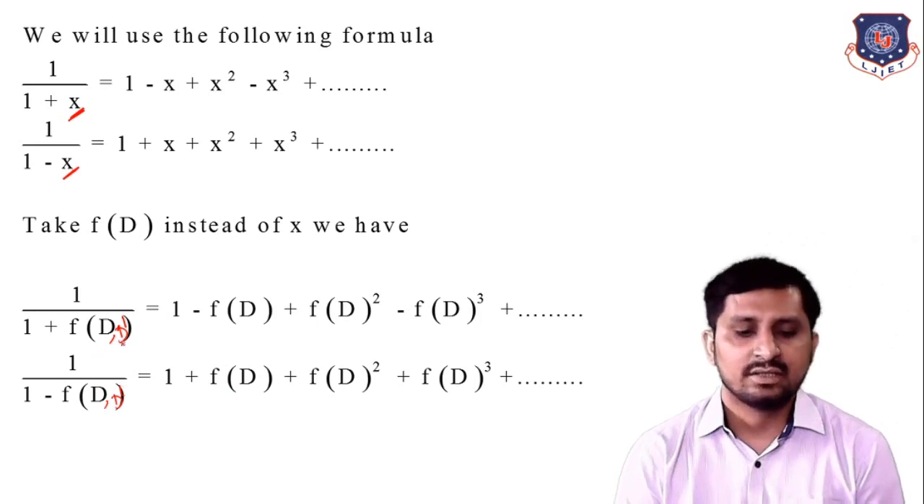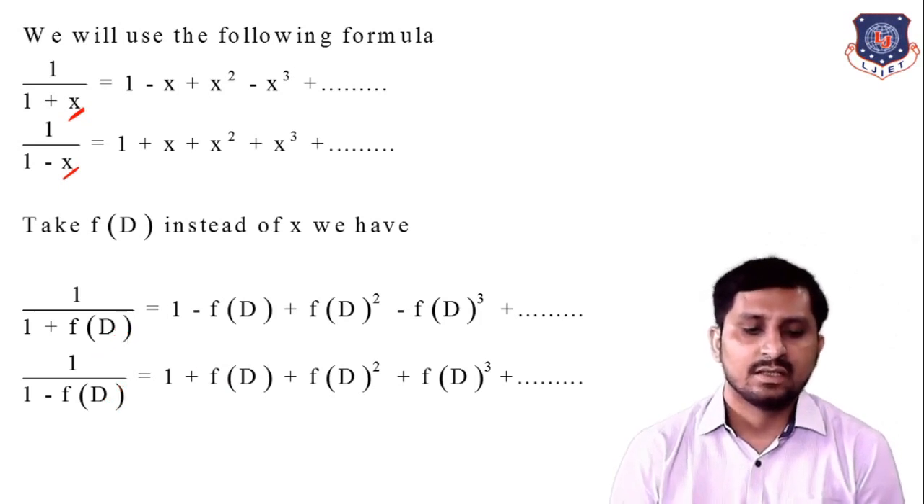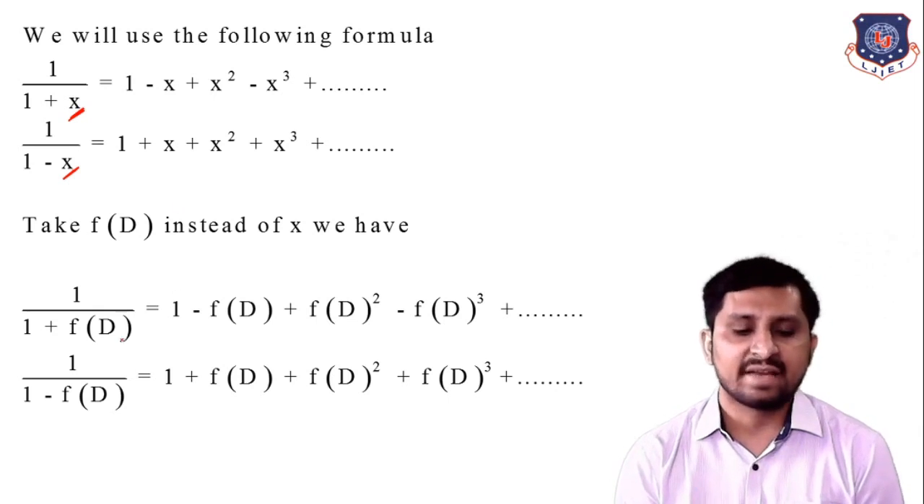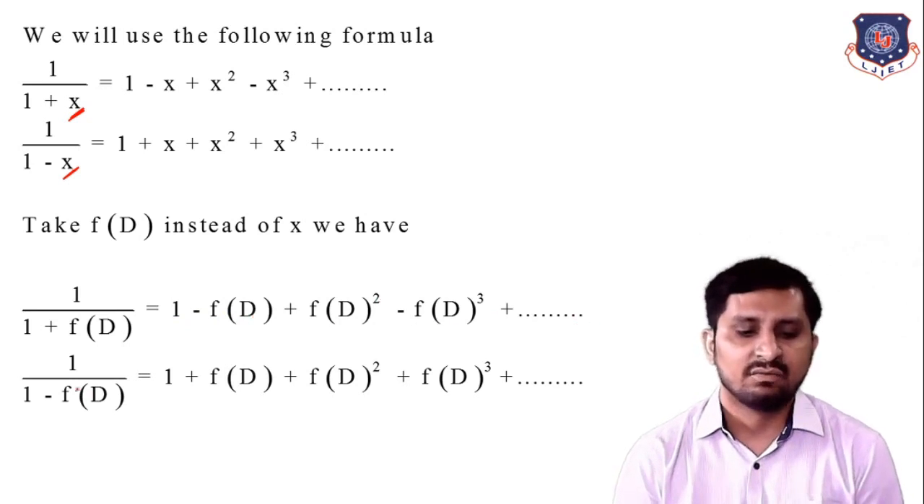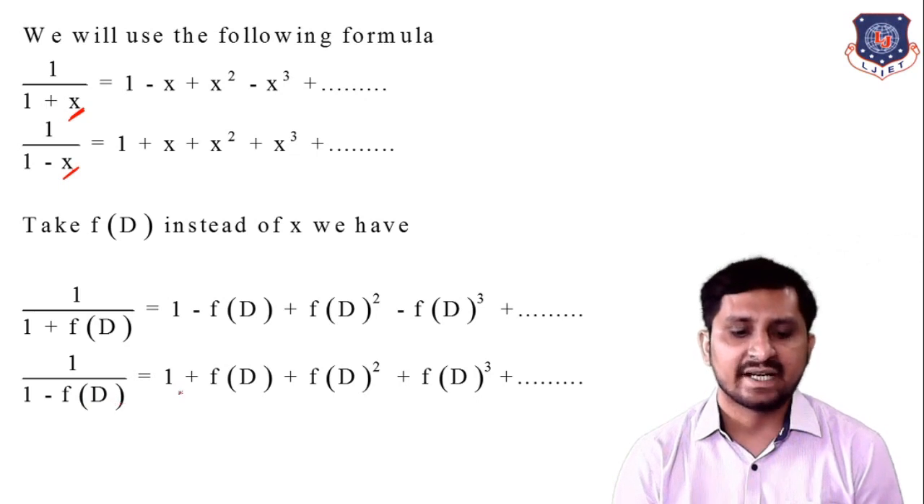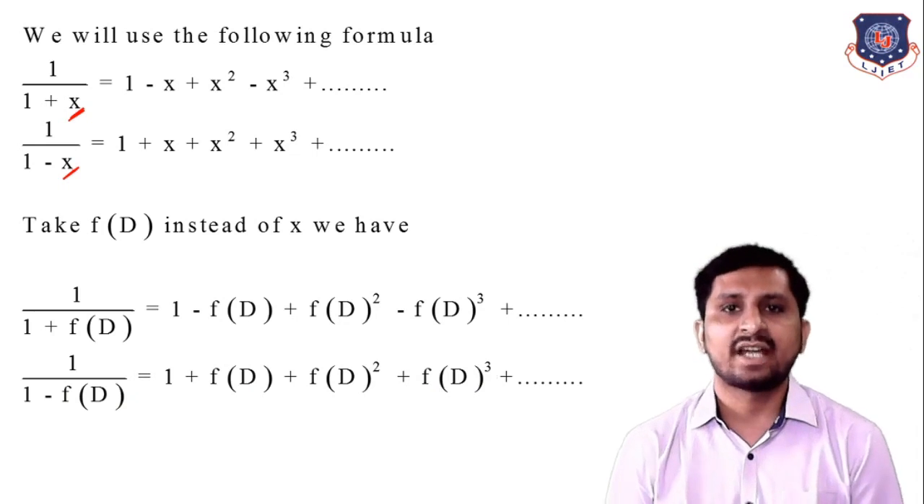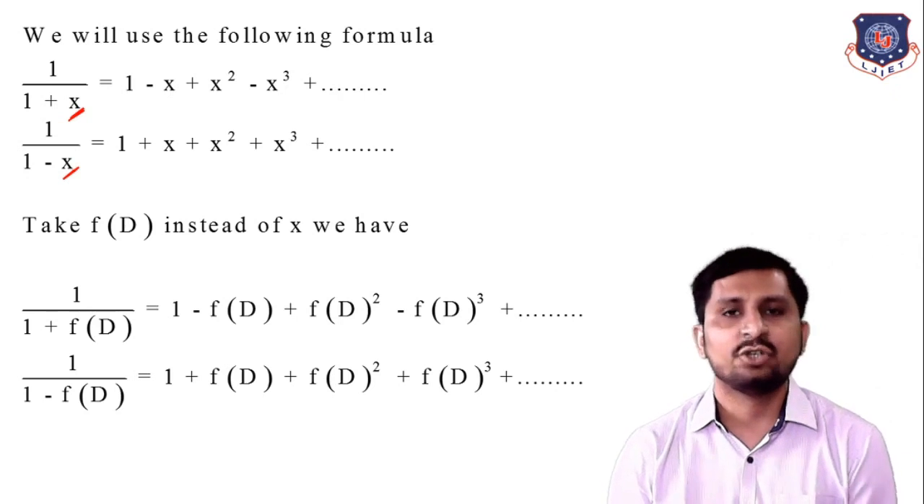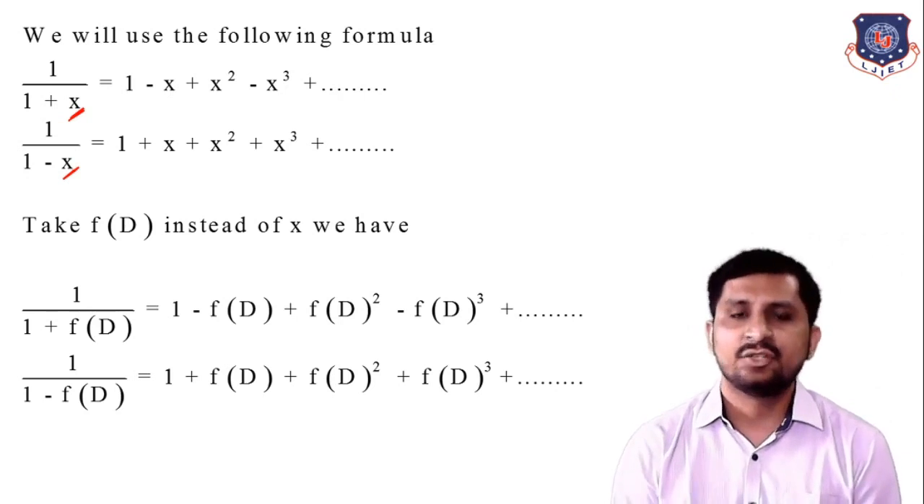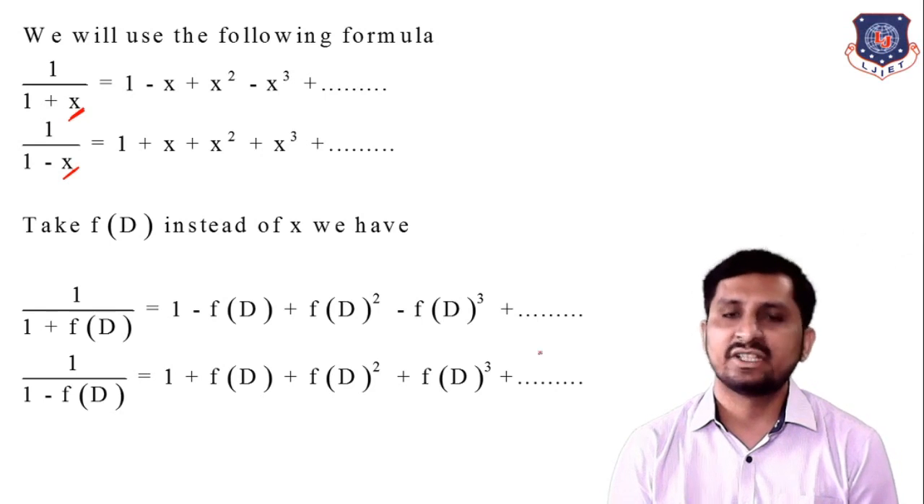Okay, so instead of x, suppose you have a function f of D or f of D, D dash, can you apply this formula once again? So 1 upon 1 plus f of D, I can write as 1 minus f of D plus f of D whole square minus f of D whole cube and so on. 1 upon 1 minus f of D can be written as 1 plus f of D plus f of D whole square plus f of D whole cube. Okay, whichever function you have, you can apply the same binomial theorem in the same manner.